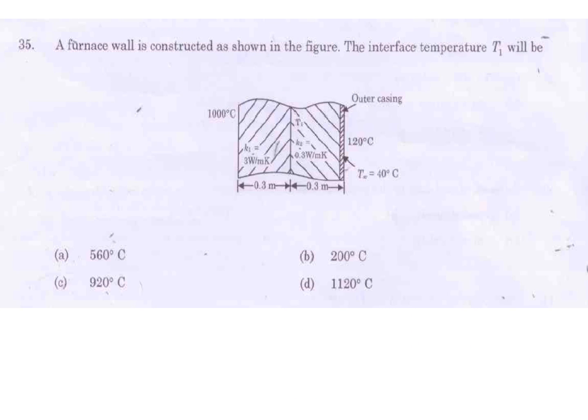Next, a furnace wall is constructed as shown in the figure. The interface temperature T1 will be how much? This one, T1, is the interface temperature, and this is the temperature they asked. So the data given are: take this one as plate 1, this side as plate 2.